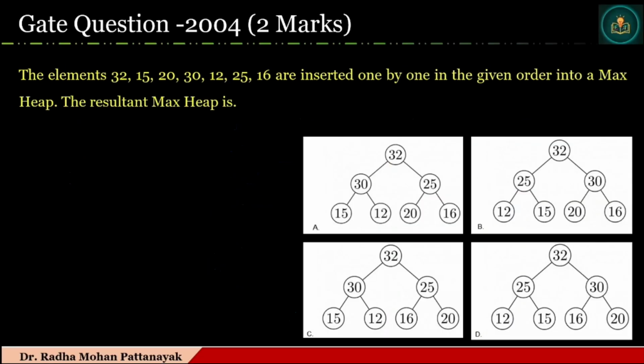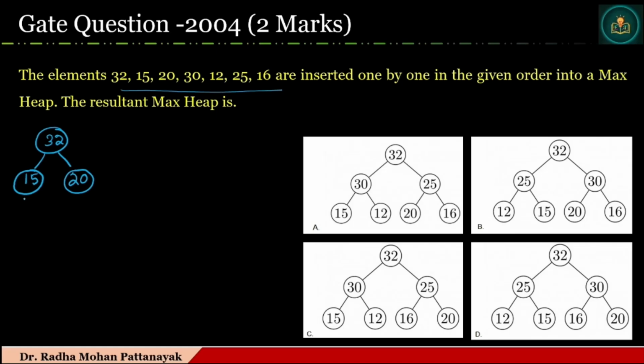Next we will move to the second question. Now, this is the GATE question of 2004. The question is, the elements 32, 15, 20, 30, 12, 25, 16 are inserted one by one into a Max-Heap tree. Then what is the resultant Max-Heap tree from the given choices? So let's start. First 32 will be inserted. When we insert 32, there is no element present, so 32 is the first element. Then when I insert 15, we should insert 15 as the left child of 32. Then we will insert 20, in the right part of 32. Clear? Now we will insert 30.